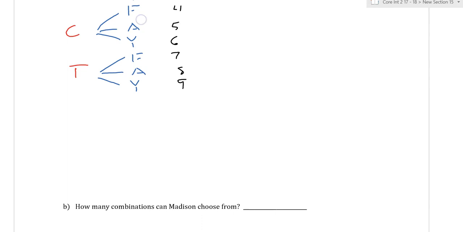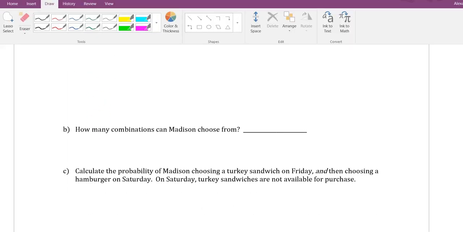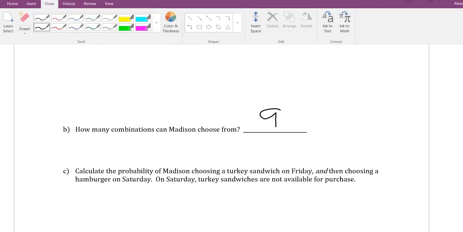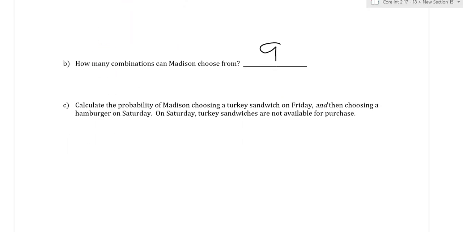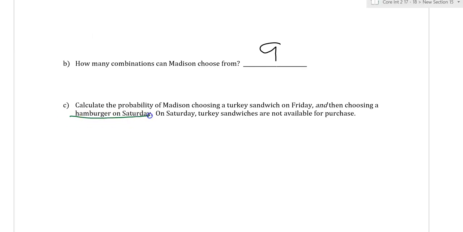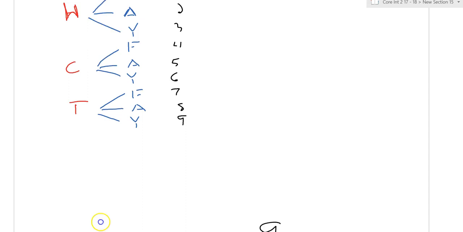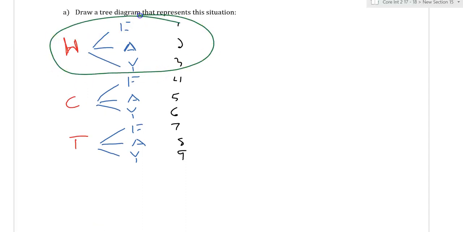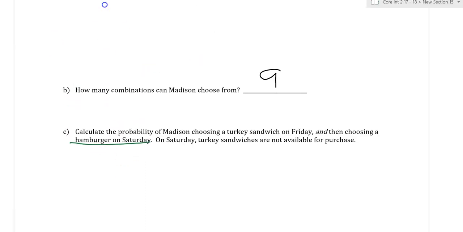Okay, so that's what my first question asks. How many combinations can I choose from? I can choose from 9 different combinations. Okay. So then, C, calculate the probability of Madison choosing a turkey sandwich on Friday and then choosing a hamburger on Saturday. On Saturday, turkey sandwiches are not available for purchase. Okay, so the first thing I'm going to find is choosing a hamburger on Saturday.